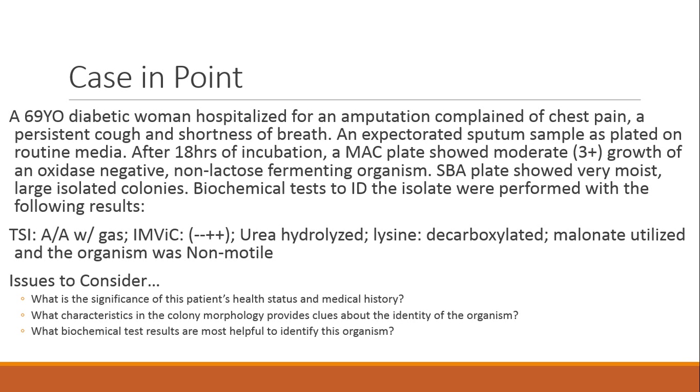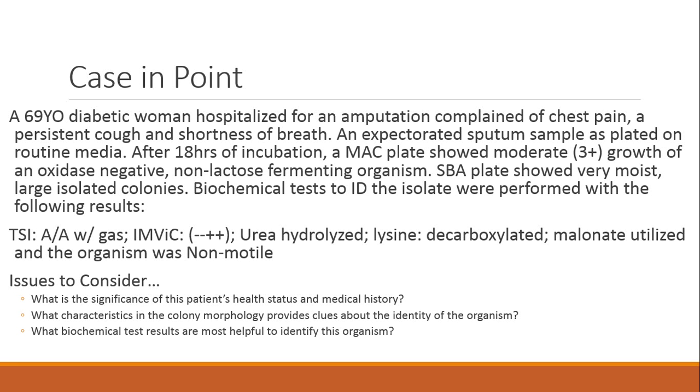The biochemical tests to identify the isolate were performed, and these were the following results. The TSI slant was acid over acid with gas. The MVIC reaction, which we'll talk about shortly, it's just an acronym for 4 different tests. It was negative, negative, positive, positive. Urea was hydrolyzed, so it was urease positive. Lysine decarboxylated and malonate utilized, and the organism was non-motile. So based on those biochemical reactions, hopefully in the future, once you study, you'll be able to identify this organism.